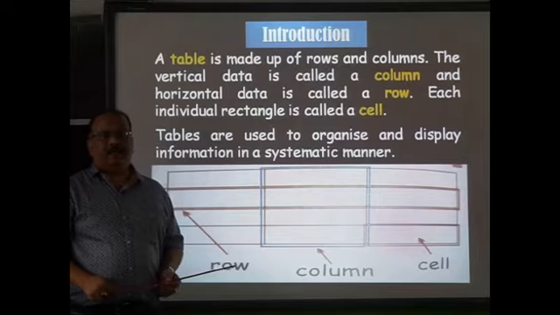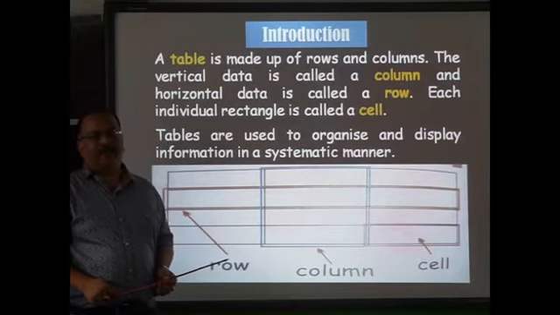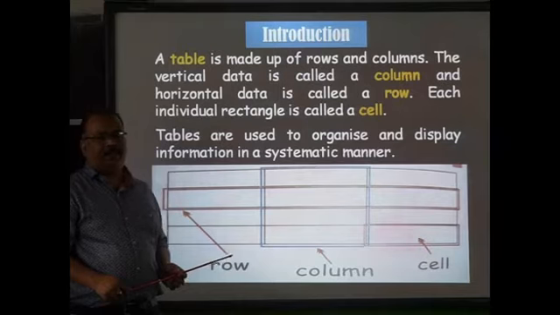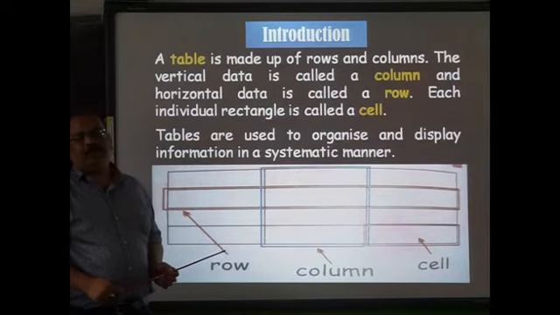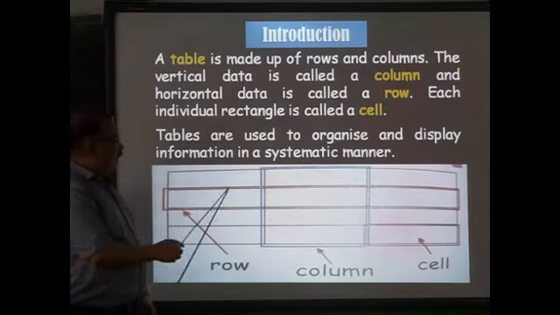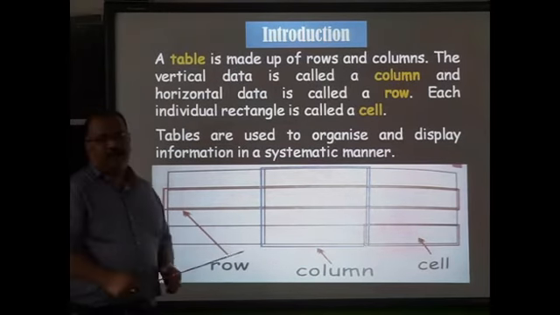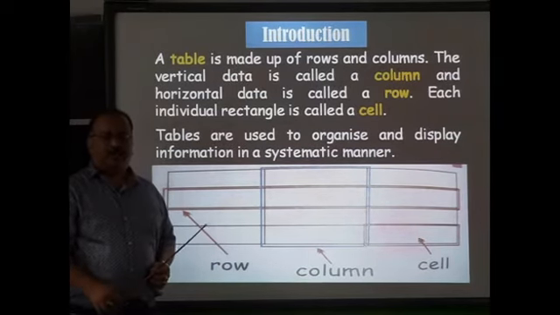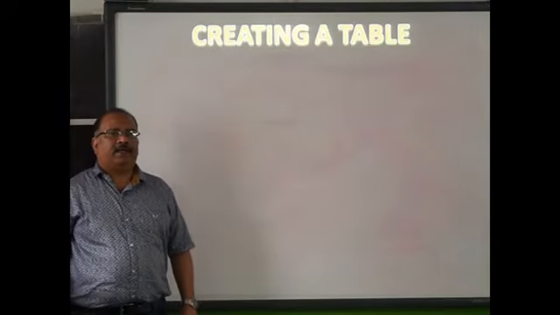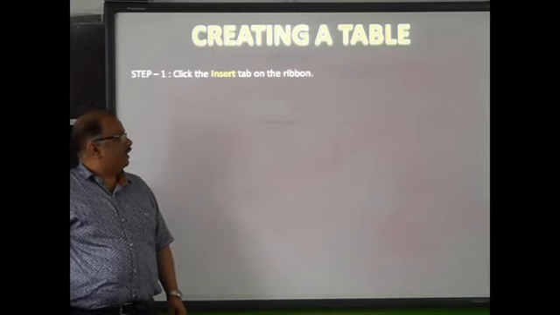There are many examples. The best one is your timetable. Suppose you are writing about your school or something, and then you want to show your timetable also, for that you require a table. So once you create a table, then you can enter the data as per your choice or requirement. Now the first thing, how to create a table, what are the steps involved?